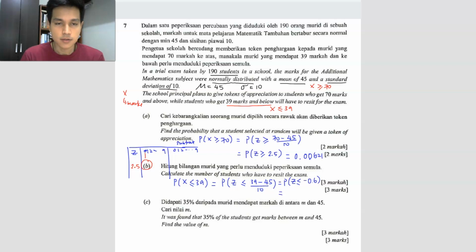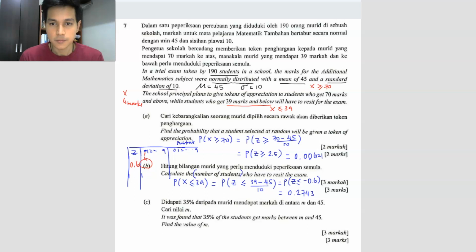Same thing, in this case you are looking for 0.6. It's no longer 2.5 like the previous question, so you're using 0.6. Let me show you how to find it. You look for 0.6, and then at the 0 point here, the value you get is 0.2743.